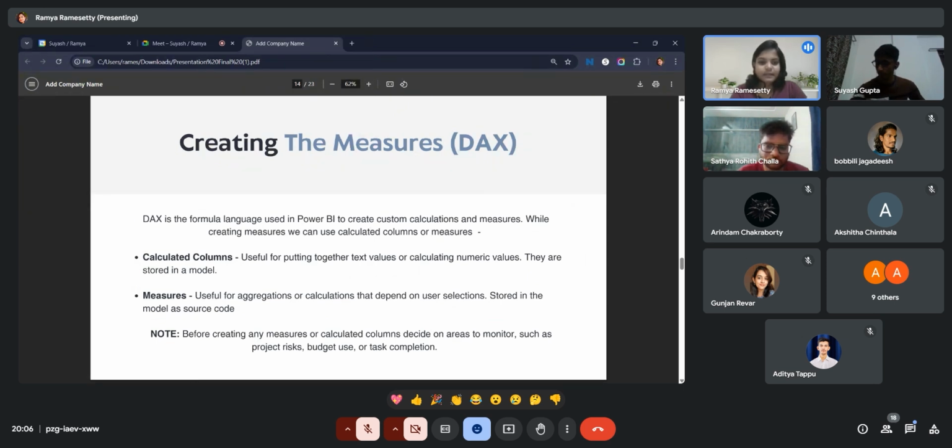Okay, let's see what the measures are. Measures are useful for doing the aggregations or calculations as per the user requirements, and they are stored in the model as source code. As we all know, measures are created as per the user requirements, so they are only used when we need that DAX.